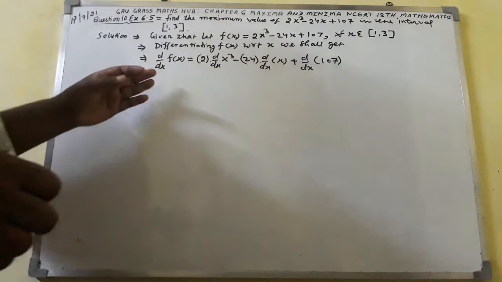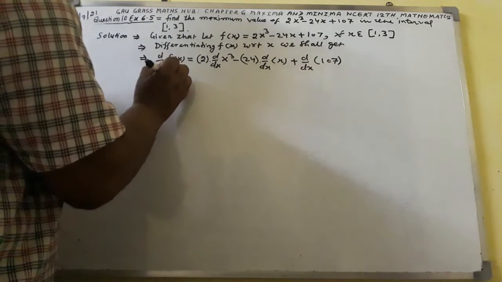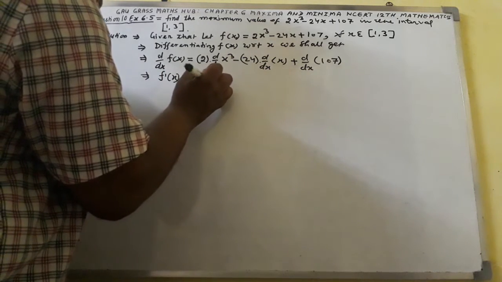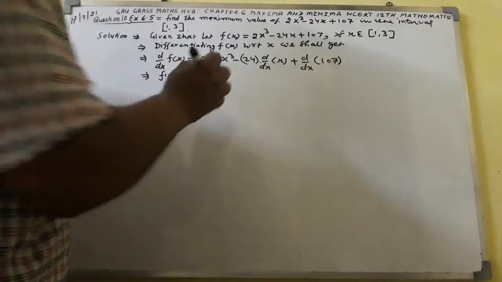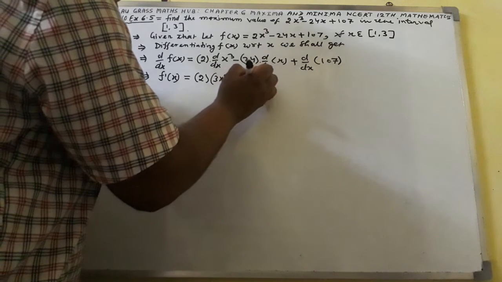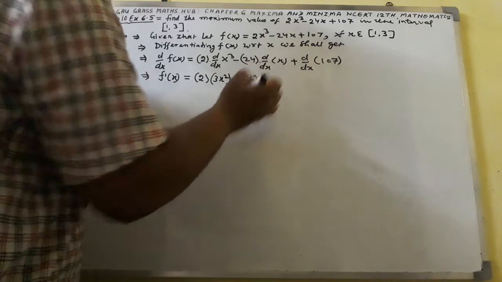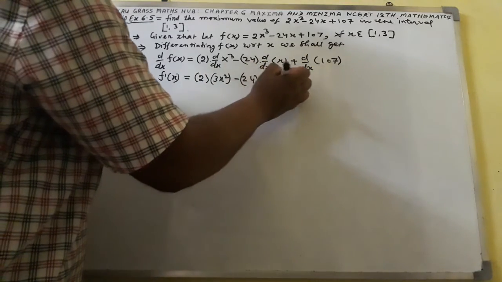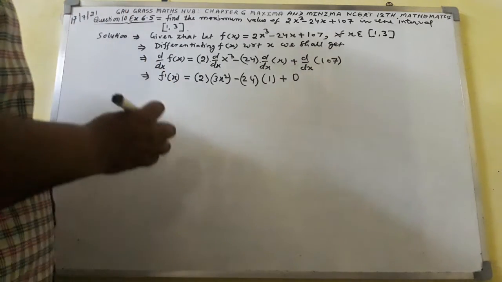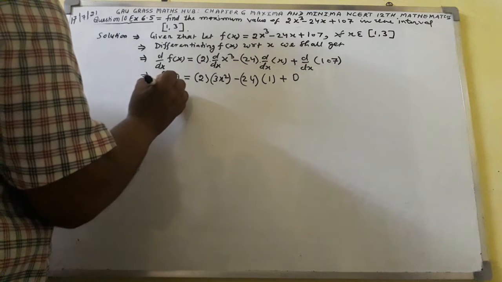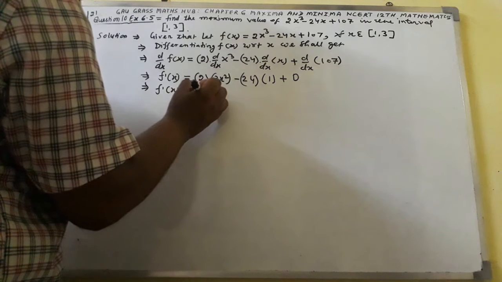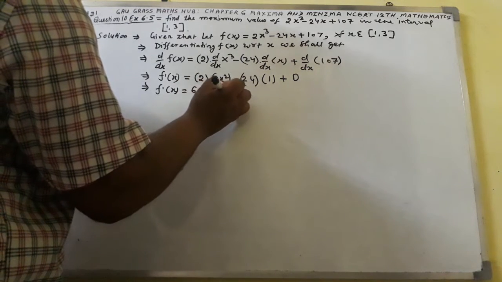Implied that d over dx of f of x comes out to be f dash of x equal to 2 times, d over dx of x cube comes out to be 3x square, minus 24 in bracket, d over dx of x comes out to be 1, plus d over dx of 107 comes out to be 0. Again I shall write, implied that f dash of x equal to 6x square minus 24.